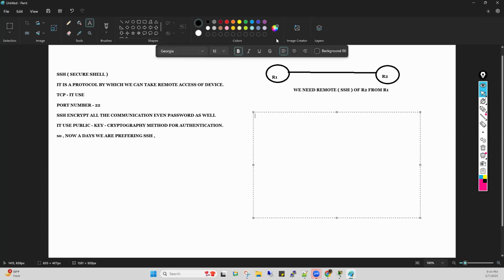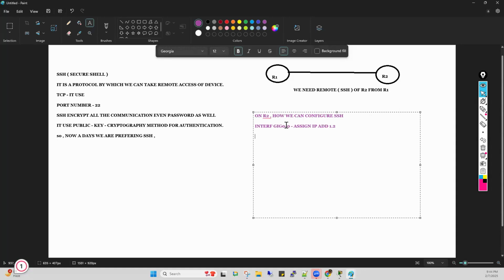Now the thing is how we can configure SSH on R2. Please focus. First thing, go to interface gig 0/0 and assign an IP address. For example, we assign 192.168.1.2.